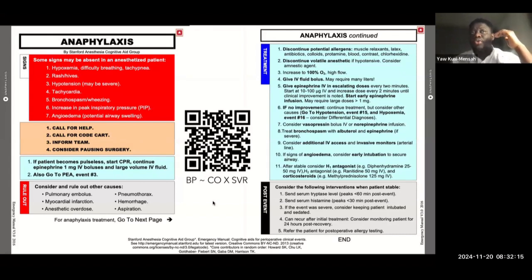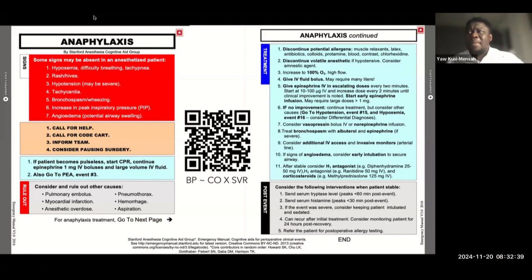The thing you need to notice is that it's of sudden onset. Usually, the time between the precipitant and the effect is quite short. That's one of the giveaways for anaphylactic shock. I want to emphasize strongly: call for help. Make sure you have your code chart ready, inform the team and document, because going forward, the patient needs to be made aware of whatever caused this anaphylactic reaction and shock.